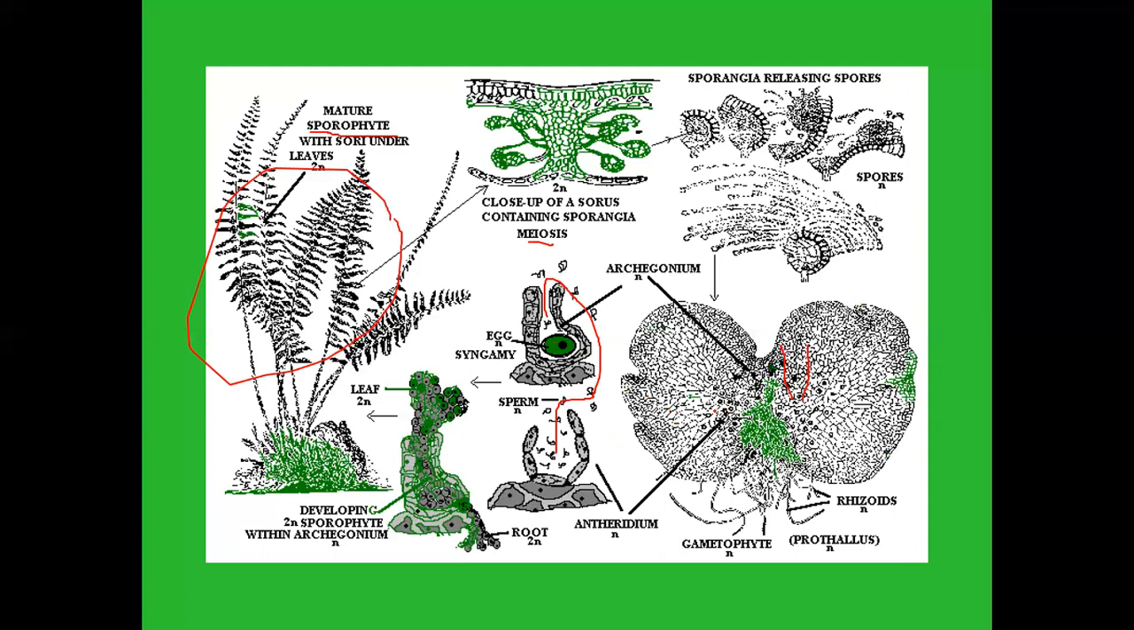And on the gametophyte, there's male and female sex organs. Archegonia for female, antheridia for male. The antheridium will make sperm by mitosis. The archegonium will make the egg by mitosis, and the sperm and egg will fuse together, syngamy or fertilization, and the fertilized egg will then grow back into the fern again.